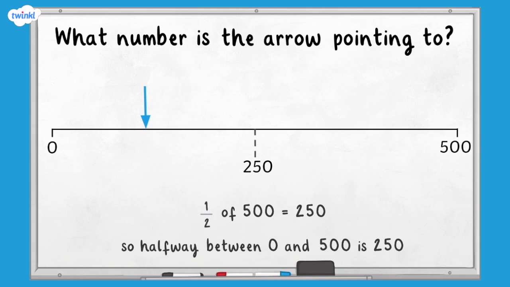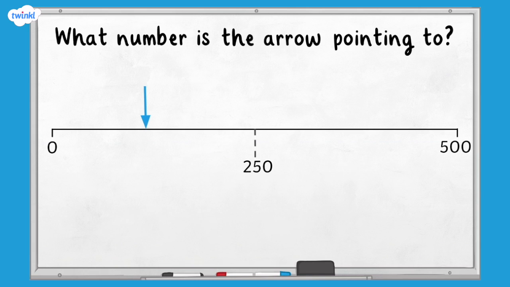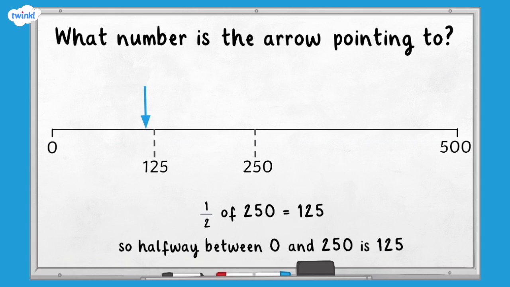on our number line. Now we can see that the number marked by the arrow is between 0 and 250. Half of 250 is 125, so halfway between 0 and 250 is 125. We can mark the approximate position on our number line. Now we can see that the number marked by the arrow is between 0 and 125 and is very close to 125. A good estimate would be between 115 and 125.